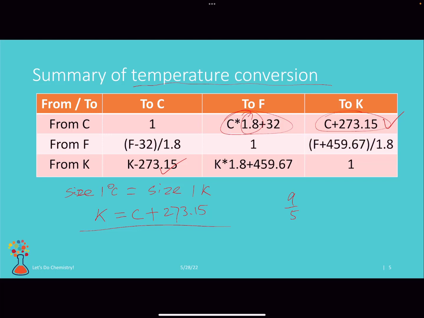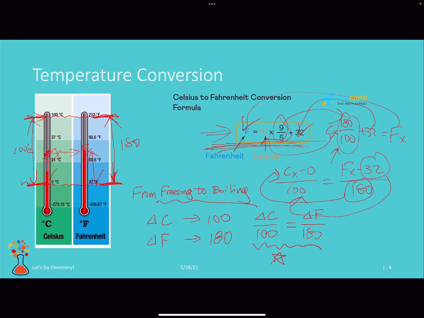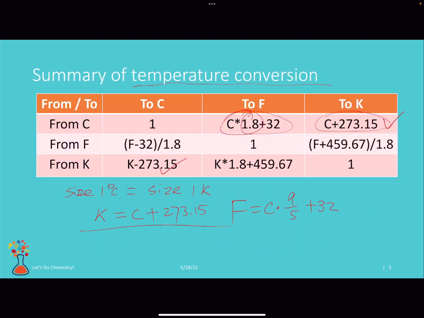that's equivalent to 1.8. That's C times this plus 32. That's equal F. That's exactly this equation, right? And then this one is the reverse. So we can rewrite this very quickly. This one can move to this side, become F minus 32, and then equal C times 9 over 5, right?